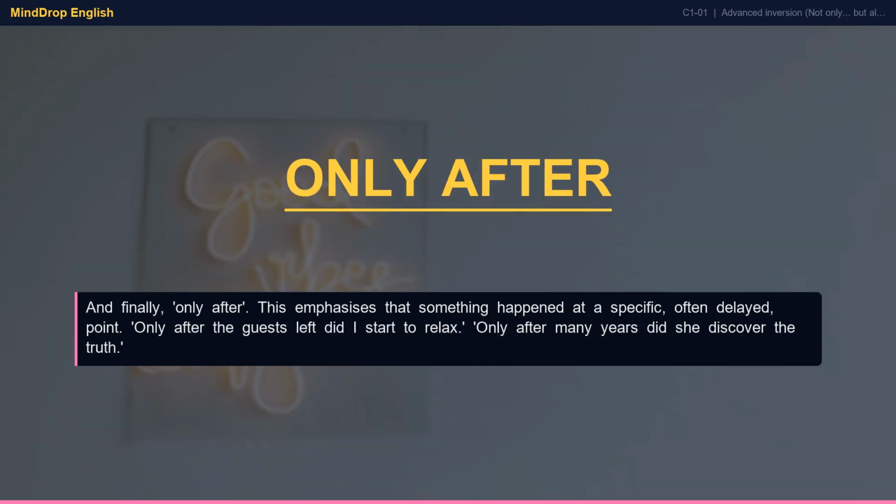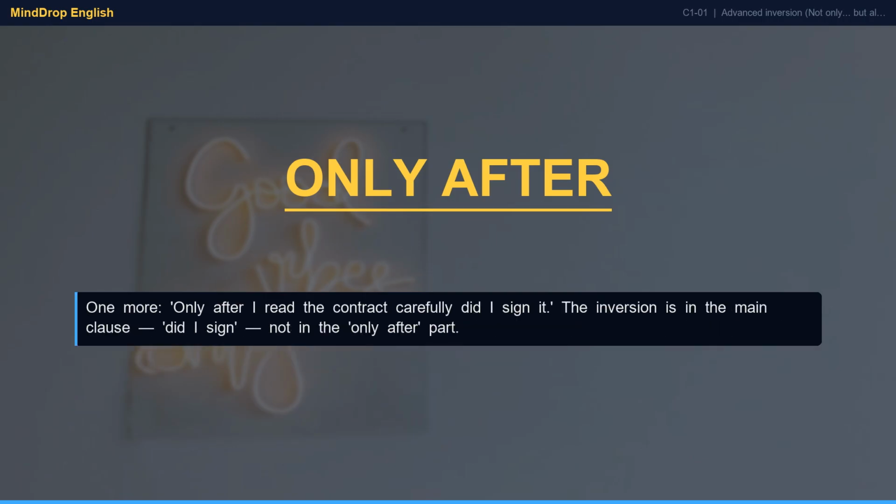And finally, only after. This emphasizes that something happened at a specific, often delayed, point. Only after the guests left did I start to relax. Only after many years did she discover the truth. One more. Only after I read the contract carefully did I sign it. The inversion is in the main clause. Did I sign, not in the only after part.